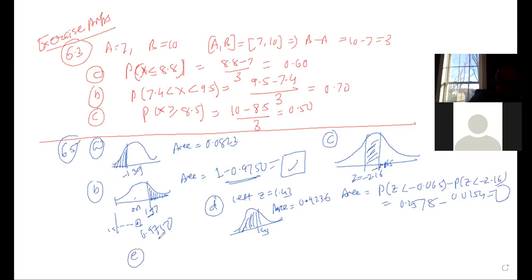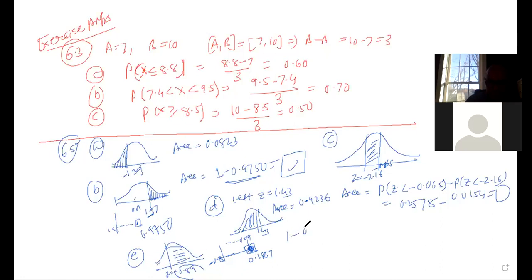Now let me write the E part. To the right of Z equal to negative 0.89. So Z is equal to negative 0.89, and right of this one means this area. First of all, find negative 0.89. Negative 0.8 is somewhere over here, and 9 is somewhere at 0.09. If you combine these, you get negative 0.89 and that value, which is 0.1867.